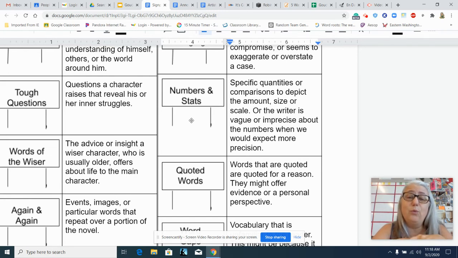So you want to be aware. Sometimes they're going to give you really specific numbers or talk about a specific size or a scale, and they're going to do that for a particular reason. But they may also do the opposite. The writer might do the opposite of that and be really imprecise. Be really vague about those details. Why would they be vague about those details? So that's what numbers and stats looks like.